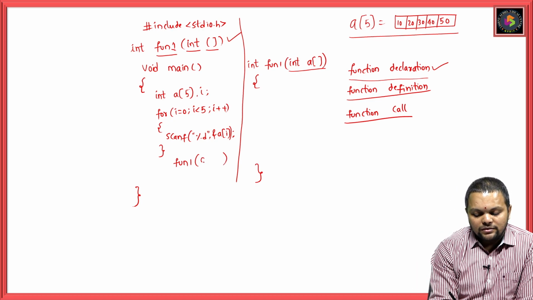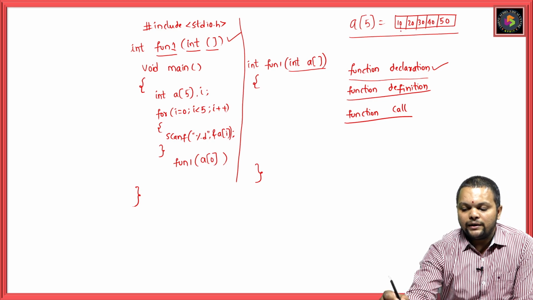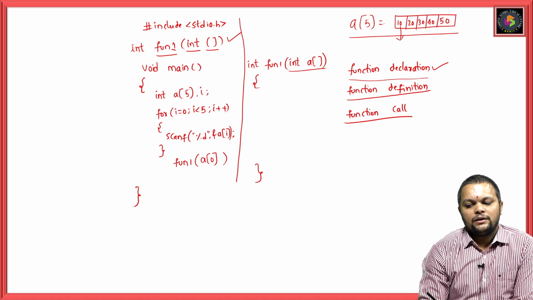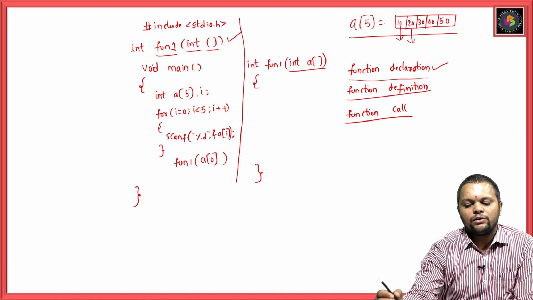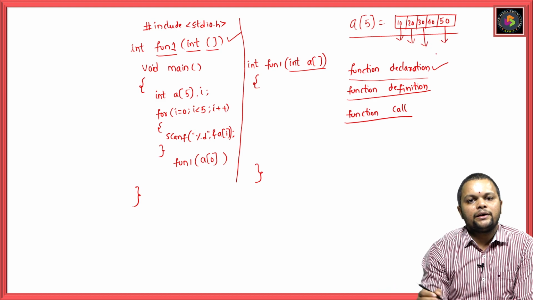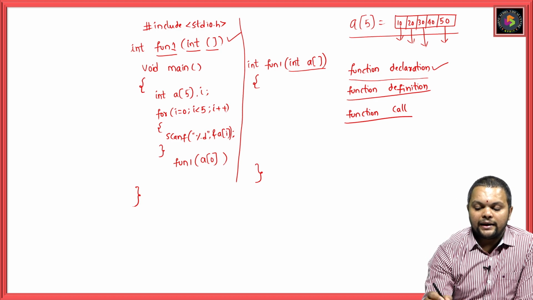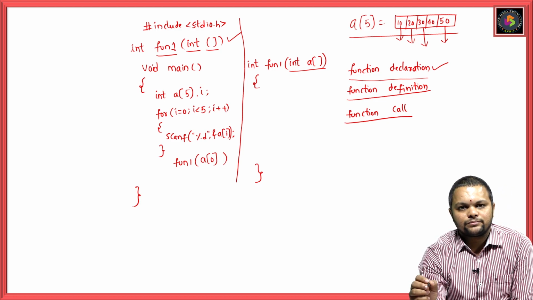If I am just passing a of 0, it will take only the value of 10. If I am passing a of 1, it will take only the value of 20. If I am passing a of 2, it will take only 30. Likewise, a of 4, it will take only 50. So, I need to pass whole array elements to this particular function.